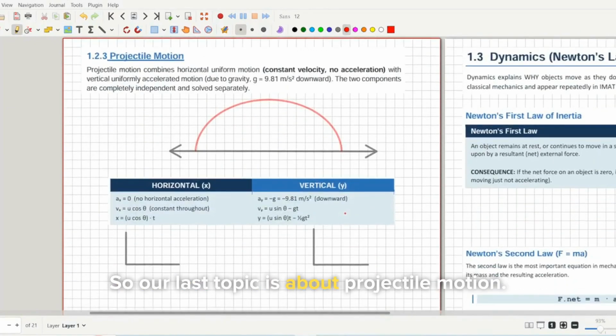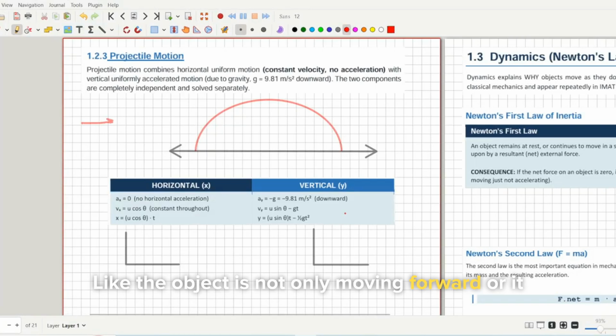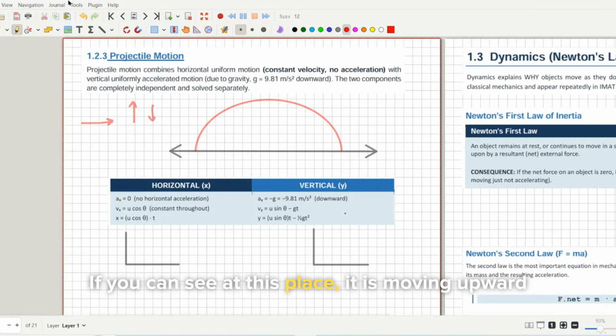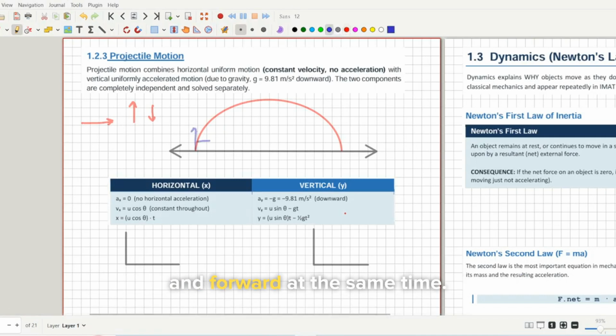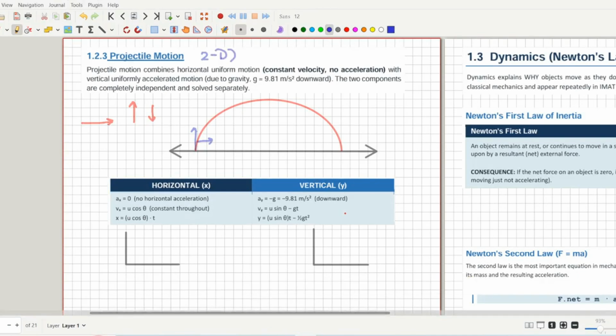So our last topic is projectile motion. Projectile motion is simply two-dimensional motion. What does two-dimensional motion mean? The object is not only moving forward, or only moving upward or downward, it is moving in two motions at the same time. If you can see at this place, it is moving upward and forward at the same time. So that's why projectile motion is a two-dimensional motion.